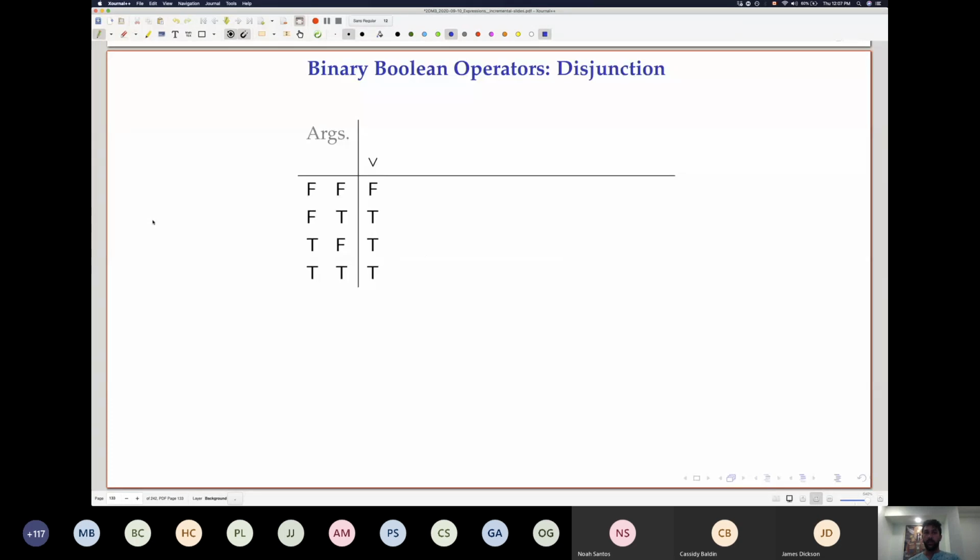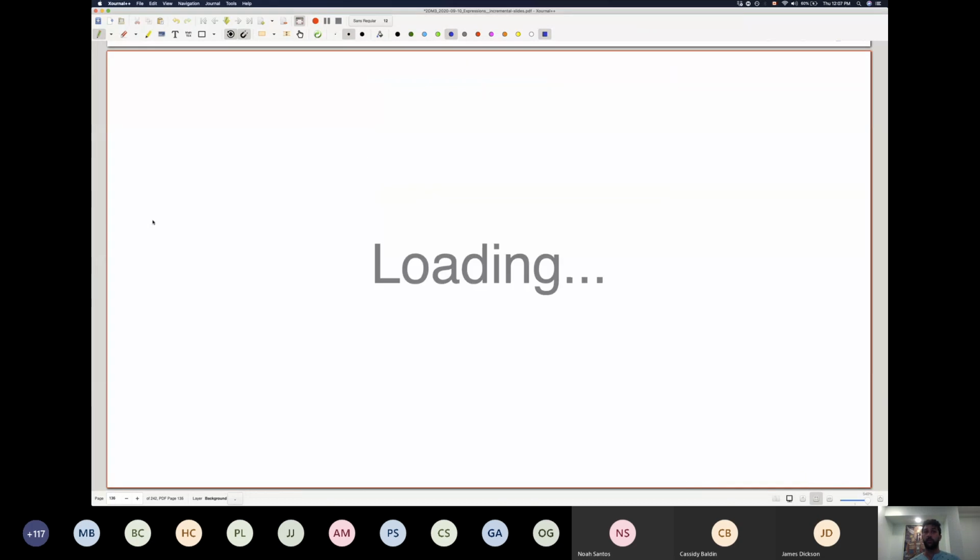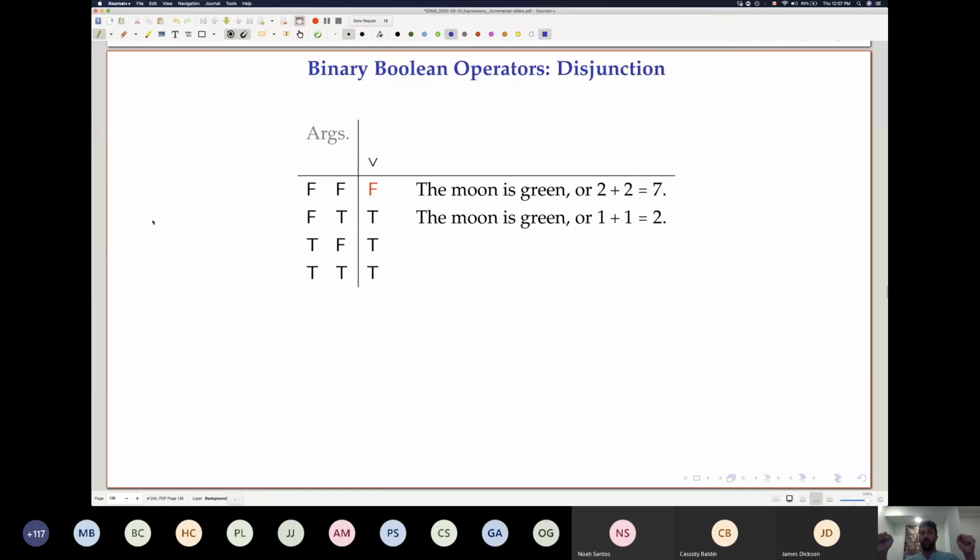When is or true? Or is true when one or the other is true. So again, not. I was just thinking of a question. Sorry. The only time you say this or that is false is if both pieces are false.